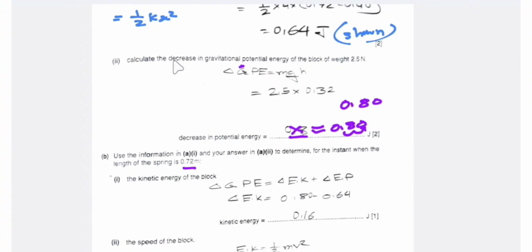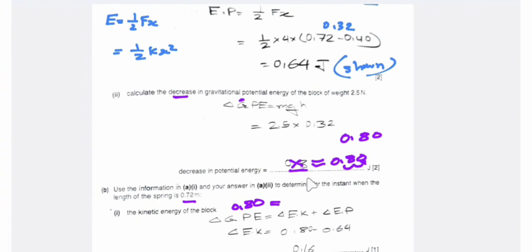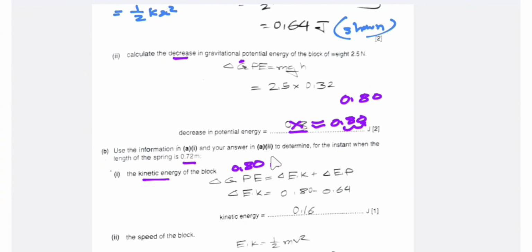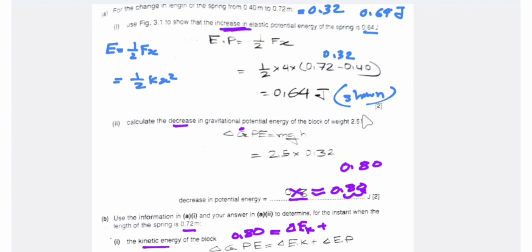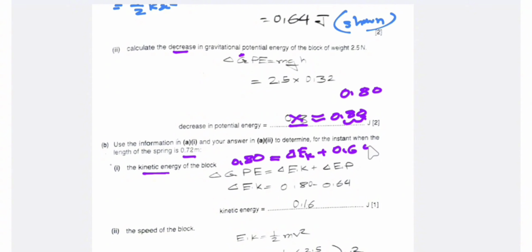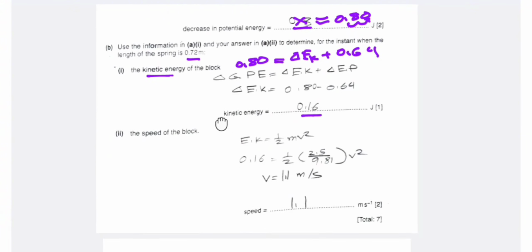So the decrease in gravitational potential energy, that is 0.80, is equal to the increase in kinetic energy plus the increase in elastic potential energy, that is 0.64. So the increase in kinetic energy is equal to 0.80 minus 0.64, that is 0.16 to two significant figures. So this is the increase in kinetic energy.